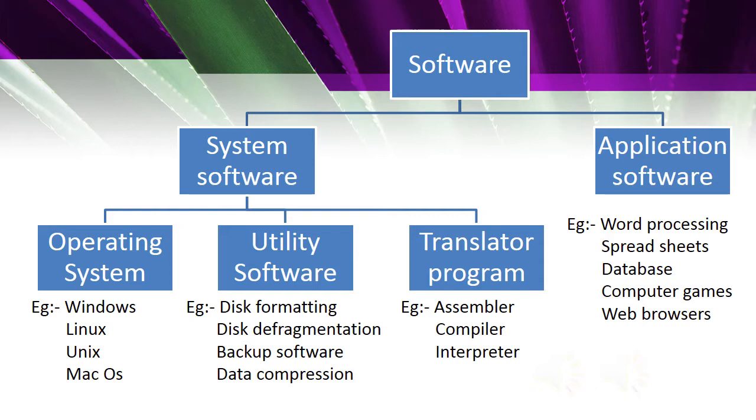Disk formatting, disk defragmentation, backup software, data compression are some utility software. Assemblers, compilers, and interpreters are the translator programs. Application software like word processing, spreadsheets, database, computer games, web browsers are examples of application software.